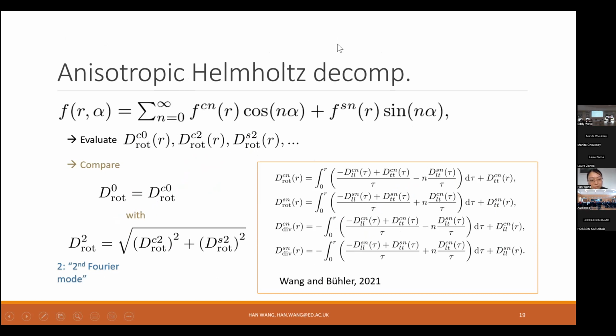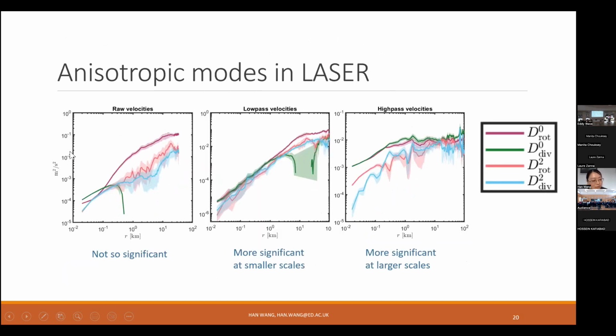So finally, I want to mention that we also consider relaxing the assumption of isotropy, and I think I will skip this and jump to the result. Shown here, the purple and green lines are what I've been showing you all the time in this talk, but the added pink and blue lines are the anisotropic components. And if we look at the raw data without the filtering, we can conclude that the anisotropic component doesn't seem very significant at any scale.